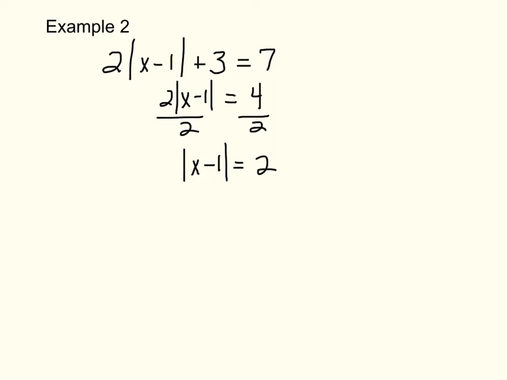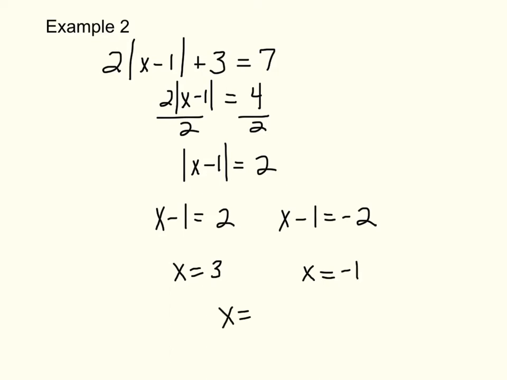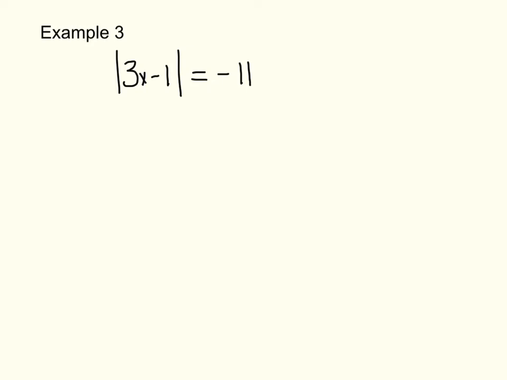I then write my two separate equations, which would give you x minus 1 equals 2 and x minus 1 equals negative 2. I solve each of them. I add 1, I add 1. My two answers would be x equals 3 and x equals negative 1. And we're going to call this 2b because I actually added one extra example in here after the video was finished. All right, example number 3.